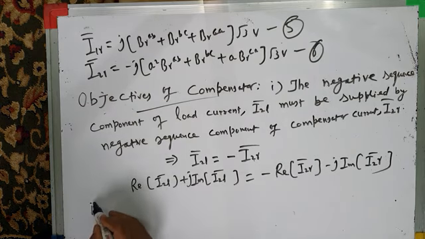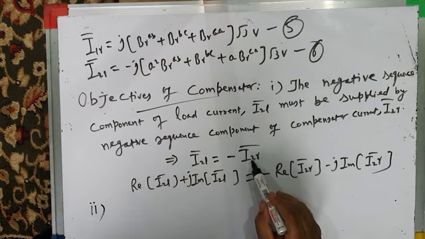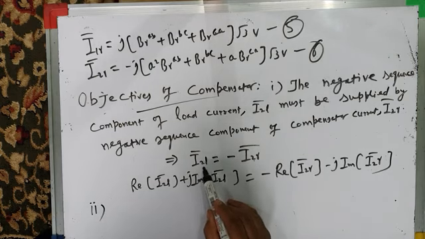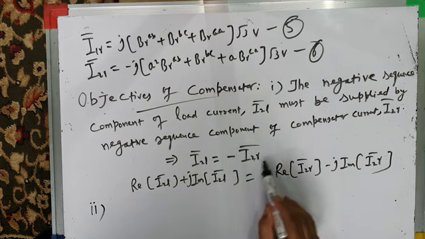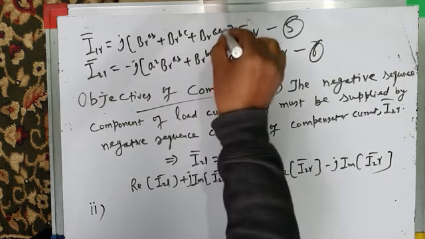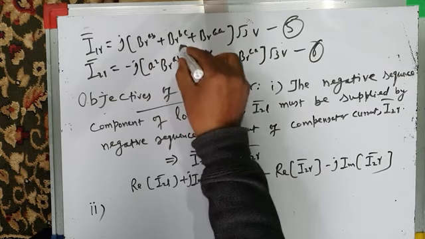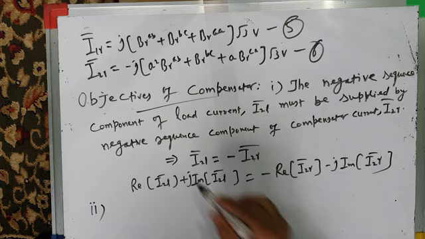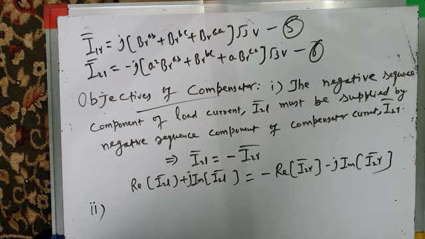What is the second objective? If your load negative sequence component of current is equal to minus the negative sequence component of compensator current, that means the compensator is locally supplying all the negative sequence component of load current. It is not coming from the source, and it makes the source currents or line currents perfectly balanced. So you have to calculate the values of these susceptances B gamma AB, B gamma BC, B gamma CA with this as the first objective.